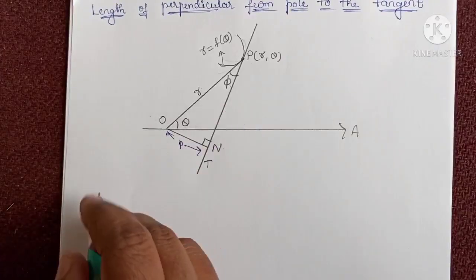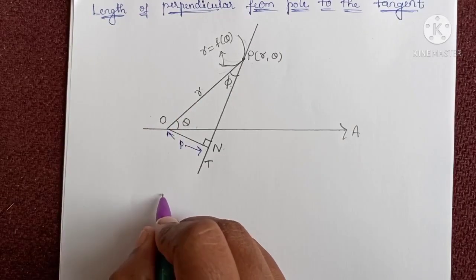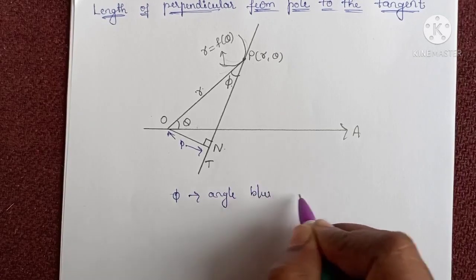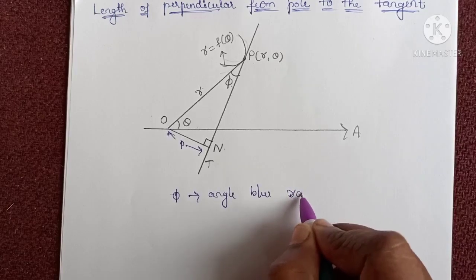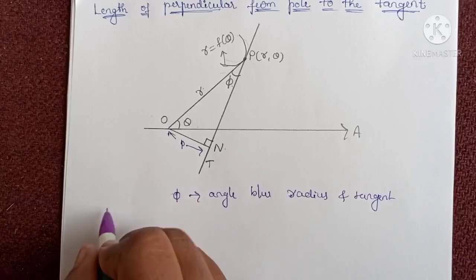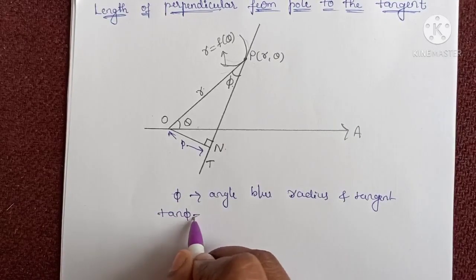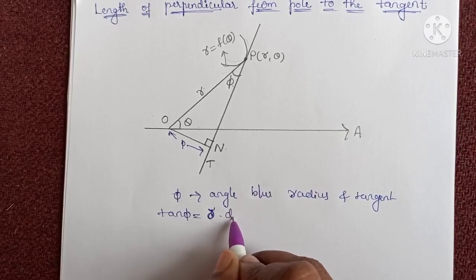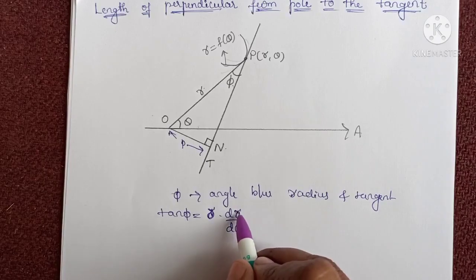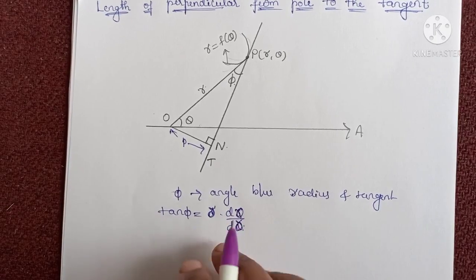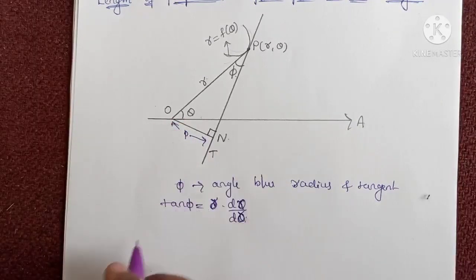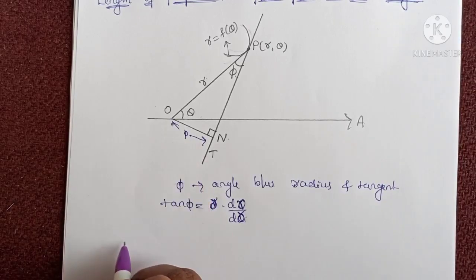So as already we know, phi is the angle between the radius vector and the tangent, and this is given by tan phi equals r d theta divided by dr. Okay, now we have to derive the formula for this p. Now let us consider this length.